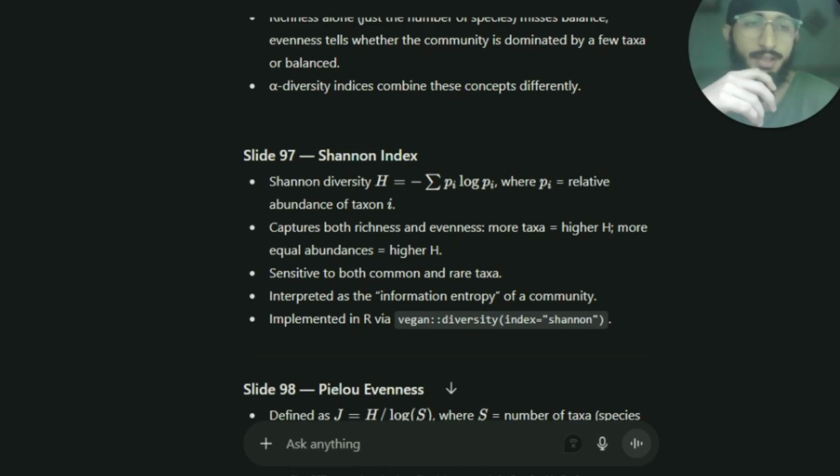The Shannon diversity H is equal to minus summation Pi log Pi, where Pi is the relative abundance of taxon i, right? This is the Shannon index formula, and it captures both the richness as well as the evenness. The more the taxa, the higher the H value, and the more equal the abundances, the higher the Shannon index value. It is sensitive to both common and rare taxa, interpreted as the information entropy of a community, implemented in R via vegan::diversity with index equal to shannon, right?